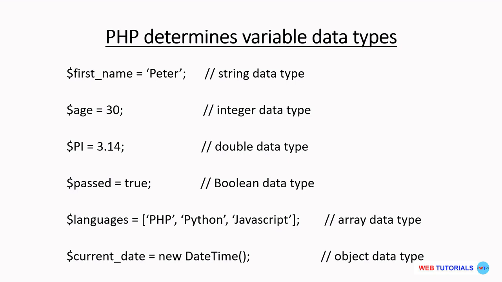In the slide you can see, depending on the value assigned to variables, how PHP determines its data types like string, integer, double, boolean, array and object.